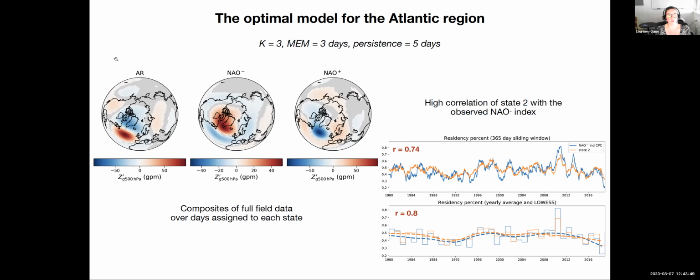And that was really nice too, because they actually corresponded to three states that are already well known in the literature: the Atlantic Ridge state, the NAO- state, and the NAO+ state. So these all corresponded very nicely to already known atmospheric patterns that are the most common to see over the Atlantic Ocean.